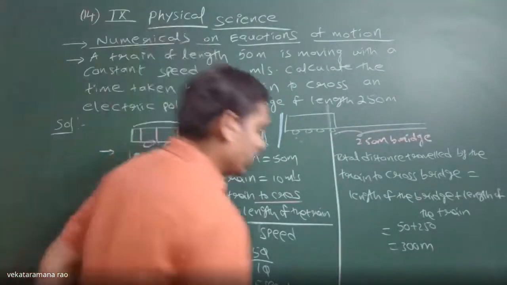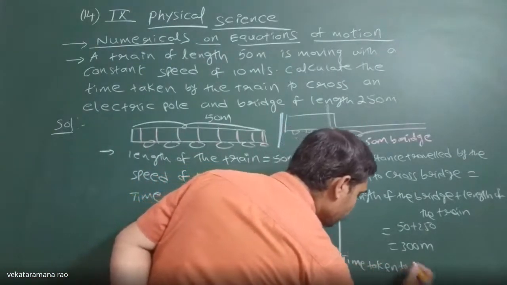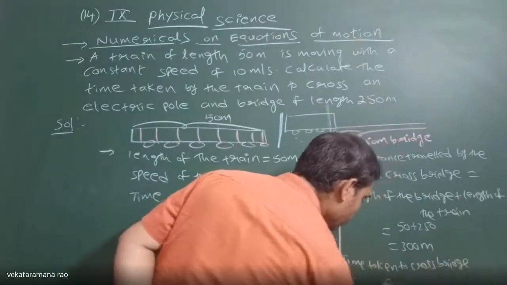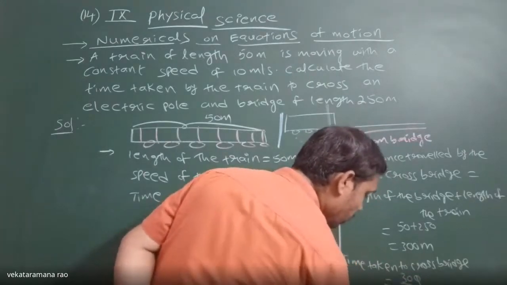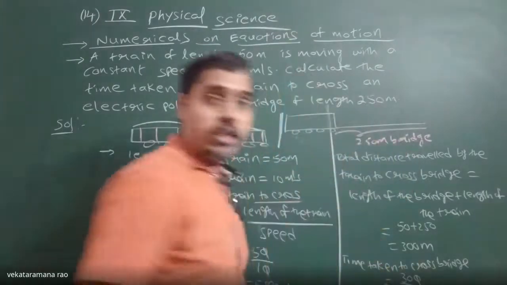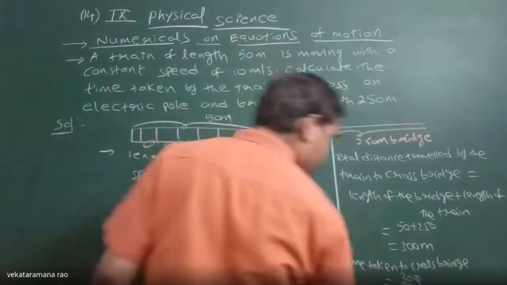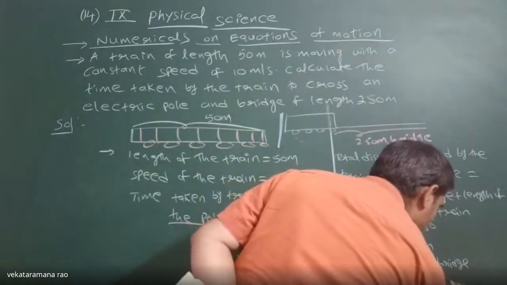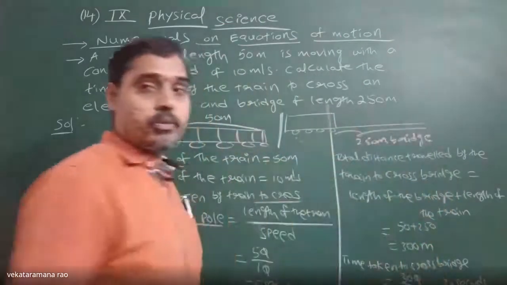Now, what do we have to find here? The time taken to completely cross the bridge, which is 300 by 10. The zero cancels, so 30 seconds. In that way, we can find it using the simple average speed or speed formula. 30 seconds. Please note it down.